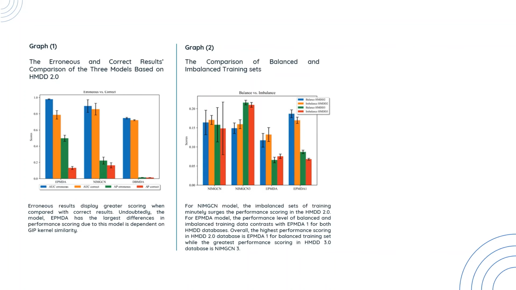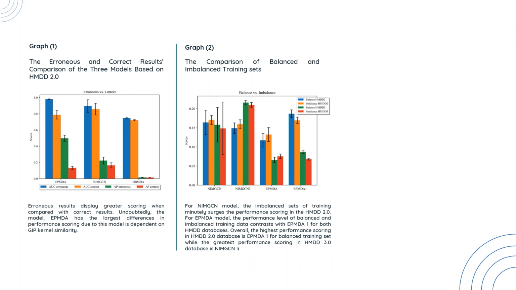Moreover, the fourth part of the result is shown in graph 2. One model, DBMDA, and its variants are not included in graph 2 due to extraordinarily low performance levels. Observing the data from the NIMGCN models, the imbalanced training set mildly surged the performance scoring in HMDD2. Nevertheless, the implementation of imbalanced training data reduces the performance level in HMDD3.